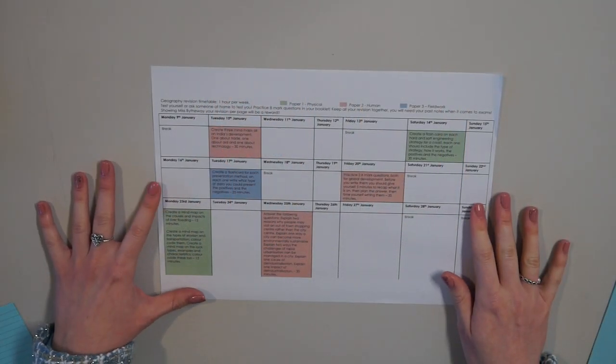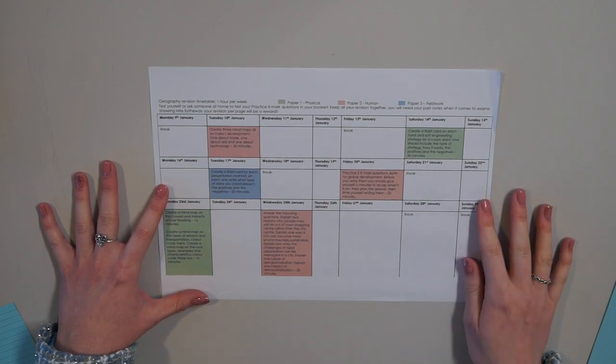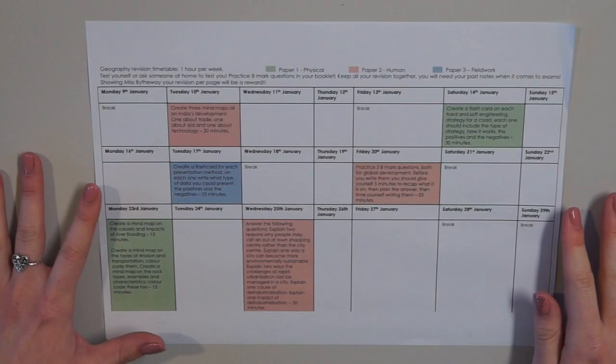It's really important that as you are doing this revision, you find what strategies work best for you, making sure that you ask your teacher if you are stuck on anything and need any help. The first thing you need for your geography revision is your revision timetable. You should all already have one of these, but if you don't, please come and collect one.